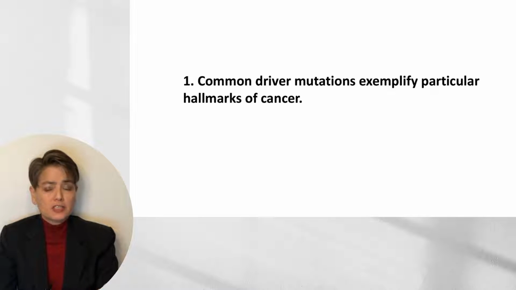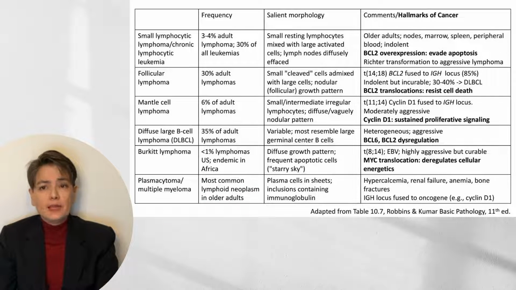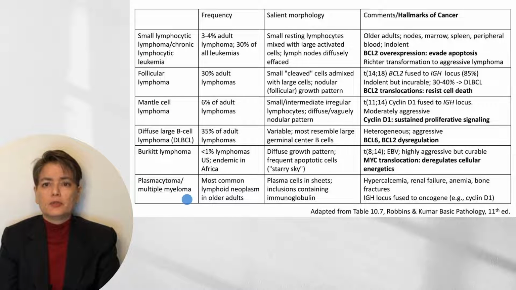The hallmarks of cancer are covered in the neoplasia chapter, and there are 2 videos on this as well, which you can review. Here you can see a table that I've modified from the one in Robbins and Kumar Basic Pathology, which covers some of the more common lymphomas, leukemias, as well as some of the salient morphology. But here we're going to focus on the hallmarks of cancer, which I've added in.